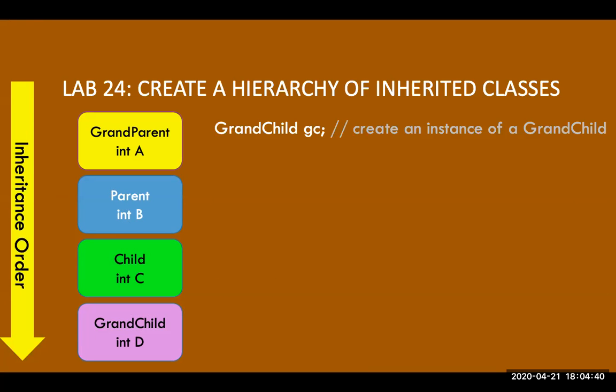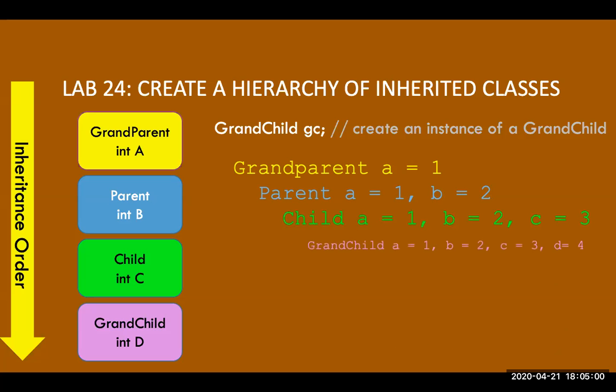So basically, if we were to instance a grandchild GC, just the grandchild, right? The first thing that happens is the constructor for the grandparent gets called, and we could print out the value that it sets either by default or whatever we pass it if we call the grandparent constructor. And then the parent does that, and then the child does its constructor, and then finally the grandchild does its constructor.